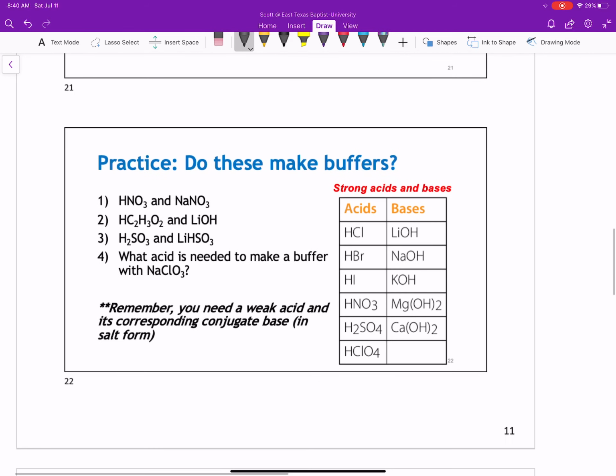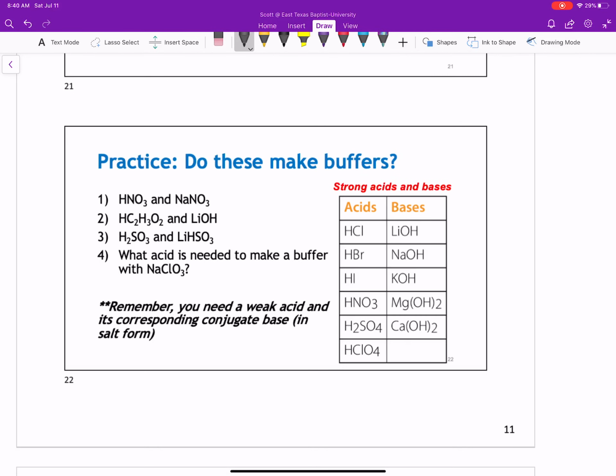And so here's a question. Do these make buffers? Nitric acid and NaNO3. Well, nitric acid, as seen on this list on the right-hand side, is actually a strong acid. So no, that doesn't make a buffer, because a buffer needs a weak acid and its conjugate base.